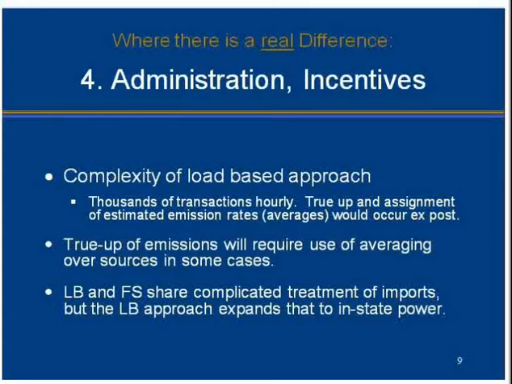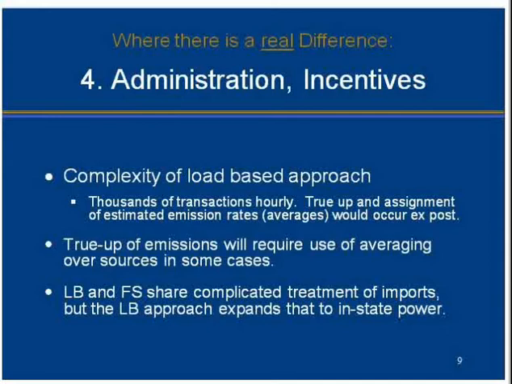The load-based approach and first seller approach, however, both share a complicated treatment of imports. And my criticism is that the load-based approach expands that complicated treatment of imports to in-state power as well, because of the difficult administrative issues in terms of aligning what the actual emissions are with the point of compliance, which is downstream at the load-serving entity.